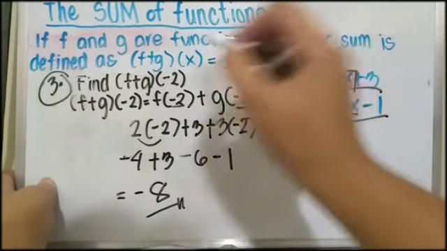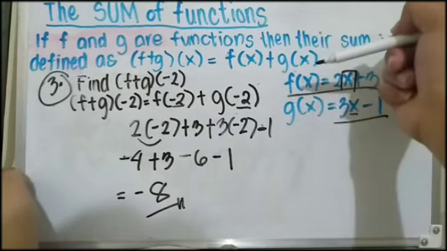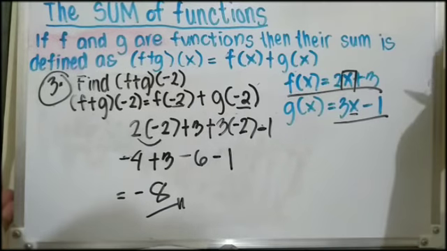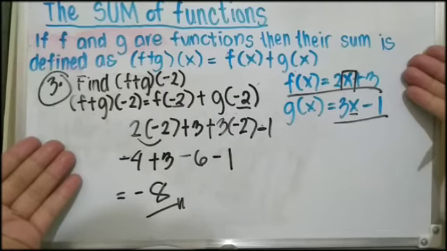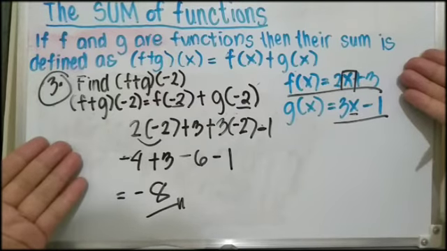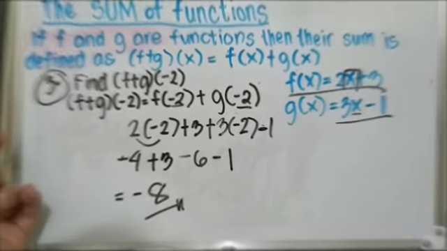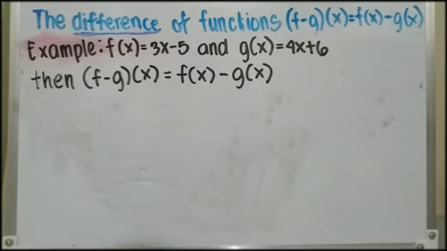The sum of functions is the easiest one. So it's easy for you to understand this equation because this is very easy when it comes to sum. And now let's proceed to the second type of operations of functions, which is the difference. For the difference, we're going to use the negative sign. So this is similar to sum.